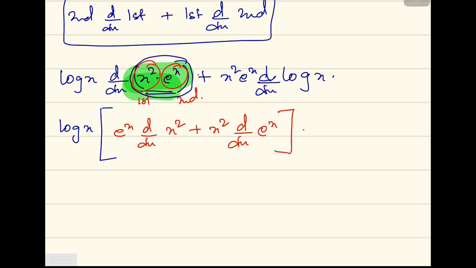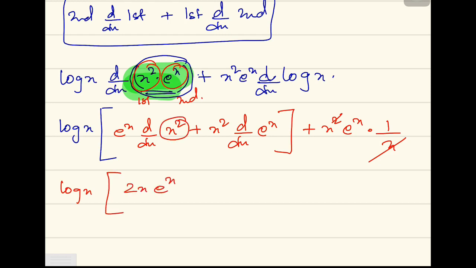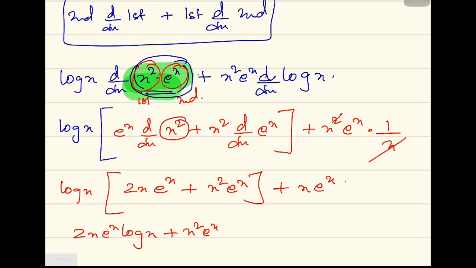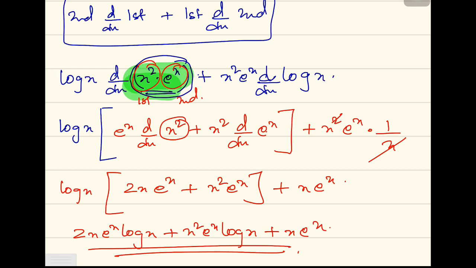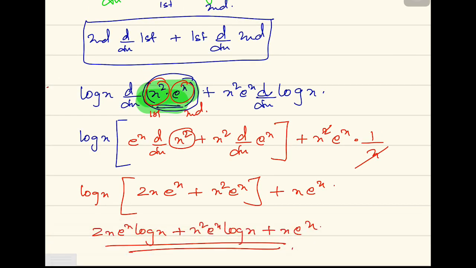Is that clear everyone? Plus x square e^x, and what is d/dx of log x? 1 by x. So x and x to the power 1 get cancelled. So I have log x. Let's evaluate this. d/dx of x square is 2x, which I will write right in front, e to the power x, plus this d/dx of e^x, so x square e^x, and finally I have here x e to the power x. So mix it up, I get 2x e^x log x plus x square e^x log x plus x e to the power x, and that's the answer. You could have taken e^x common as well, so that doesn't matter here.